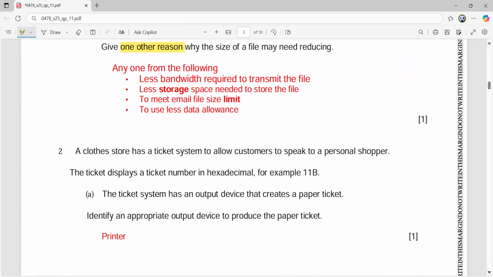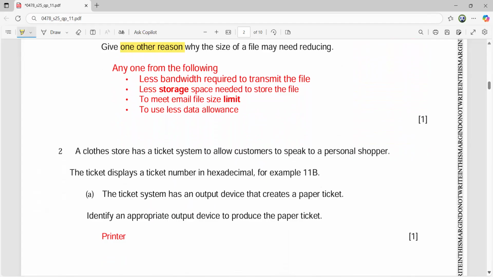Question number 2. A clothes store has a ticket system to allow customers to speak to a personal shopper. The ticket displays a ticket number in hexadecimal, for example, 11B. Now it is not 11, it is 11B. Thank you, Ali, for pinpointing.